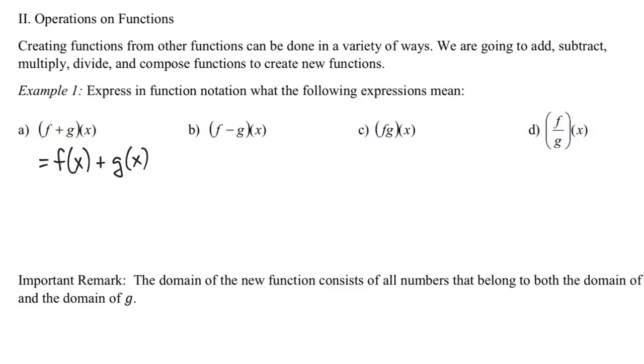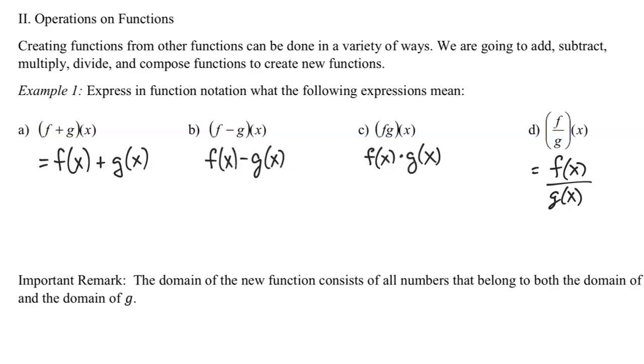And B, C, and D all work exactly the same. So here in letter B, this is going to be the value of f of x, and then subtract the value of g of x. For letter C, this is fg, or f times g, if you want to think about it like that. And so therefore, we're going to have f of x times g of x. And then letter D is really the only one that has any sort of nuance to it. f divided by g of x is equal to f of x divided by g of x.